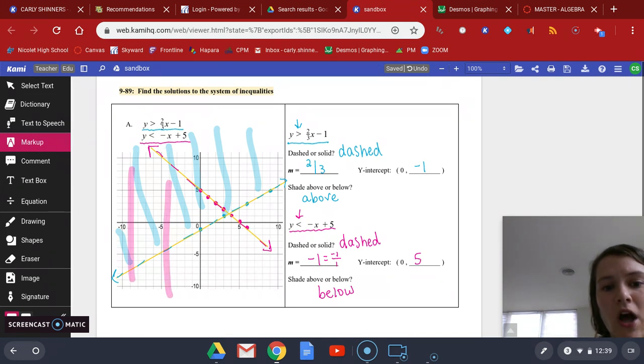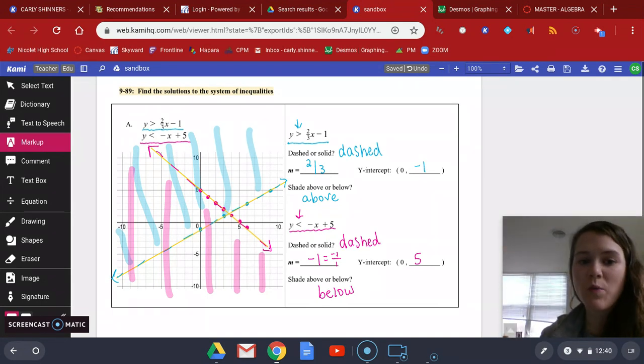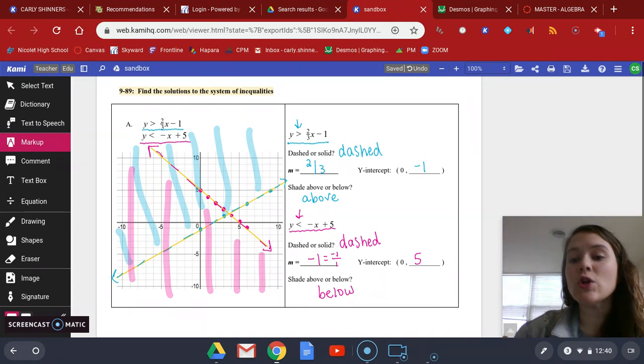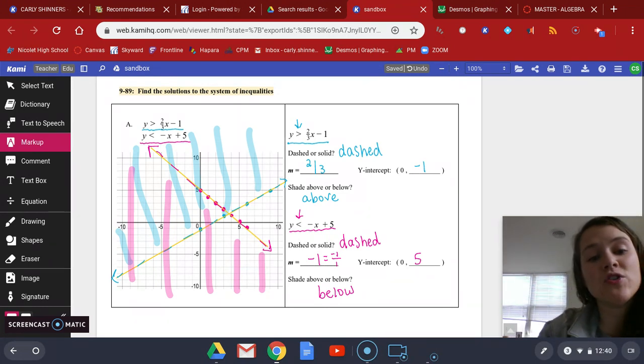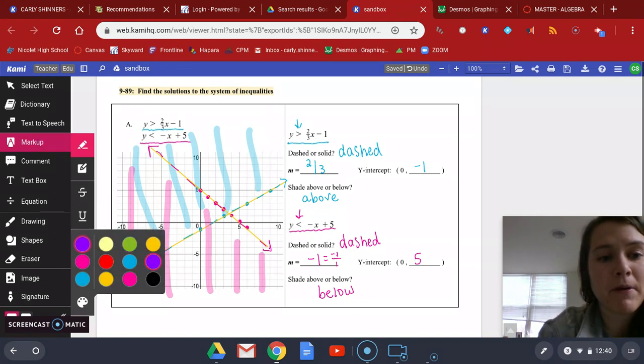So shading below it. Now, what is the solution? All right, so I've got two inequalities, one in blue, one in pink. The solution then is where they both overlap. So where do we see pink and blue? And maybe I'll pick purple.